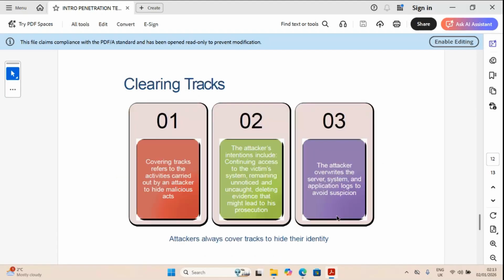And the last stage is clearing your tracks. So attackers always cover tracks to hide their identity. Covering tracks refers to the activities carried out by an attacker to hide malicious acts. The attacker's intentions include continuous access. He wants to get continuous access to your system, remaining unnoticed, uncaught, deleting evidence that might lead to his prosecution. The attacker overrides the system's server and application logs to avoid suspicions.